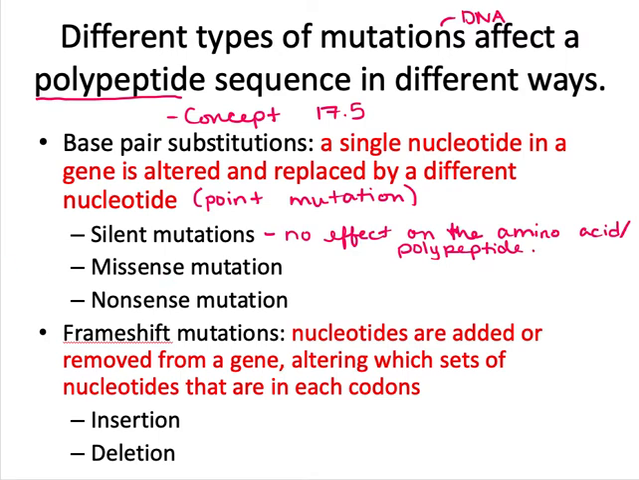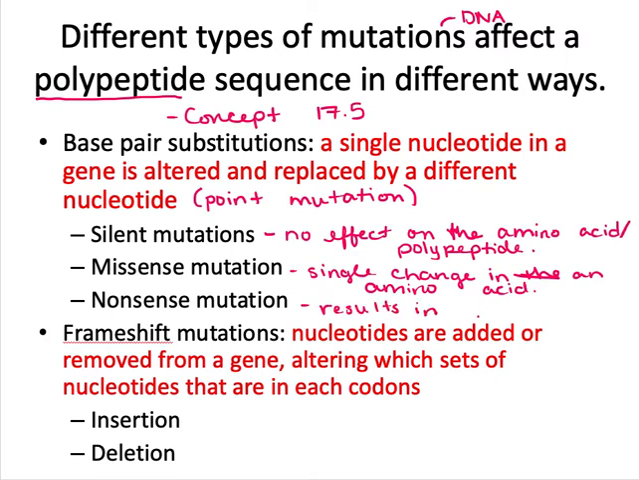All right, a missense mutation is when that single nucleotide change results in a single change in the amino acid. And then a nonsense mutation is when that nucleotide change results in a premature stop codon instead of coding for an amino acid. Okay, so I'm going to look ahead and show you some of these right here, and we'll talk about their effects.